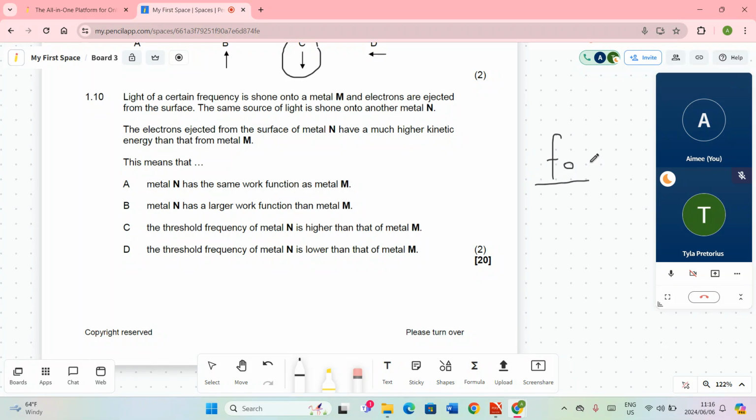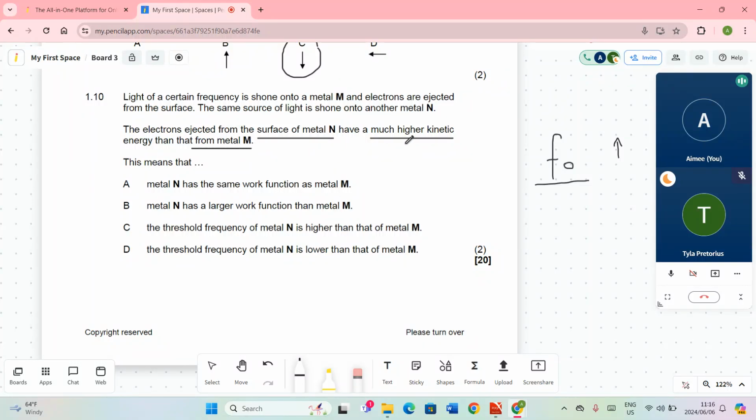Okay? So if the frequency of your light that is being shone onto the surface of the metal is equal to your threshold frequency, it means that electrons will be emitted. Okay? If the frequency of the light that is being shone onto the metal is higher than your threshold frequency, it means that electrons will be emitted and they will have a higher kinetic energy. So they're saying that the electrons ejected from the surface of metal N have a much higher kinetic energy than that of metal M. So what does that mean?